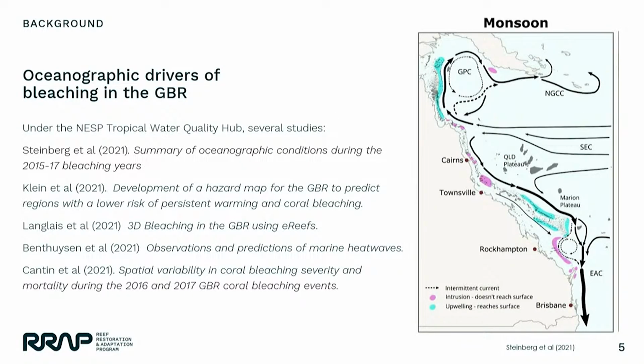Some background for this study is that there has been a body of work under the NESP Tropical Water Quality Hub, looking specifically into oceanographic drivers of bleaching in the GBR. This is part of the inspiration for this work. On the right, from Craig Steinberg's report, you can see the simulation of upwelling and the intrusion along the shelf in the GBR.